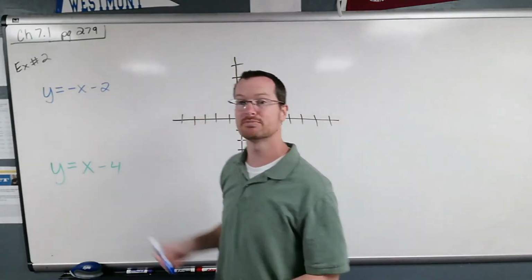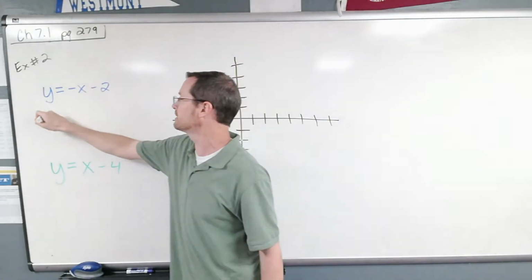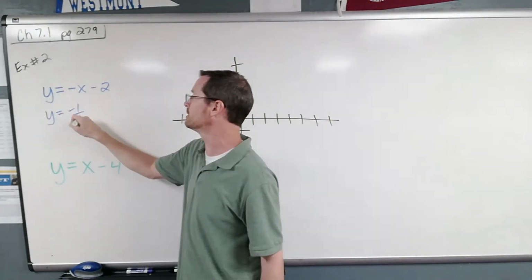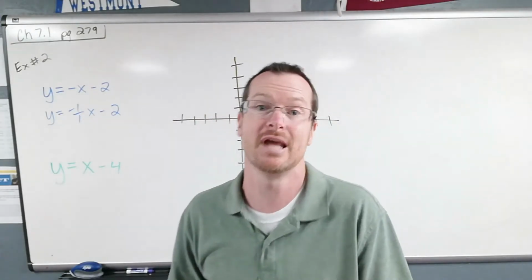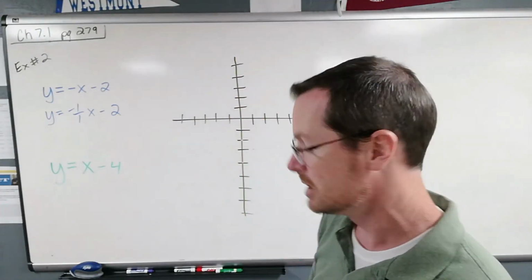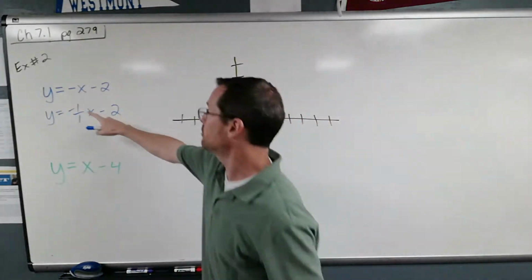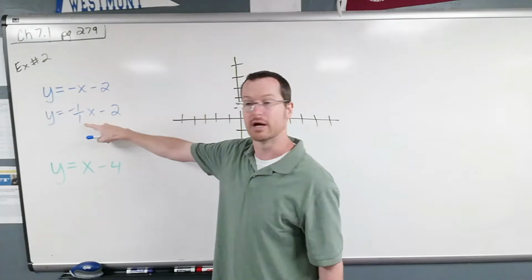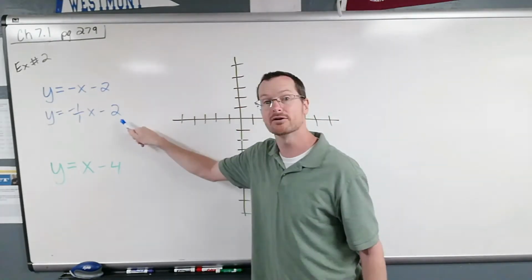Y equals negative x minus 2. You notice the slope right here is a negative 1. We could rewrite that as y equals negative 1 over 1 x minus 2, right? Negative 1 over 1 is the same thing as negative 1, which is just like our negative x. And we need that because we need to find our slope. So we're going to go down 1, and over to the right 1, right? Here's my slope, negative 1 over 1. This is my y-intercept at negative 2.